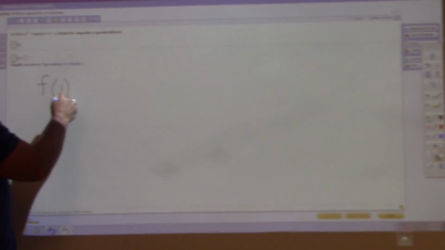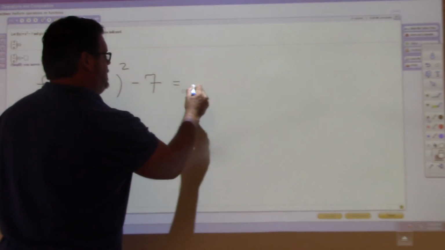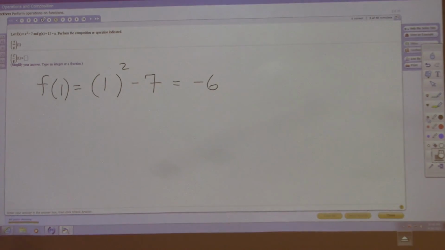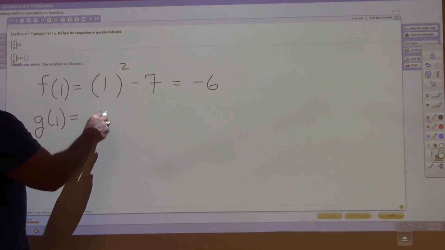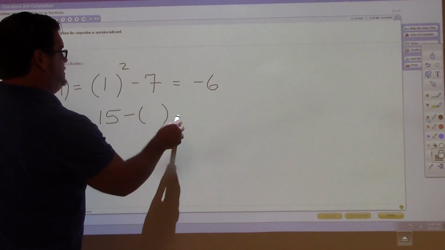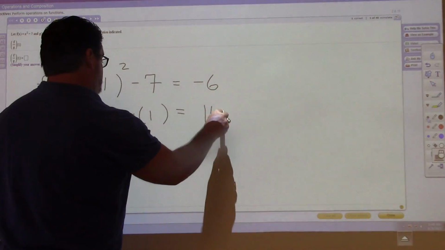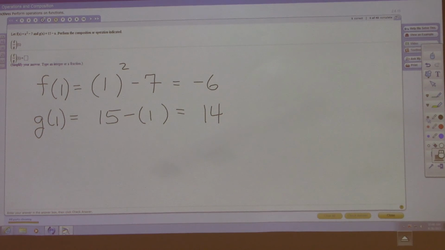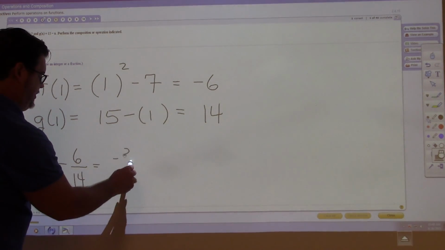F of 1 is equal to 1 squared minus 7, and we're going to plug in a 1. 1 squared is 1, minus 7 is what? Negative 6. G of 1 is equal to 15 minus 1, and we're going to plug in a 1 there, and that's going to be 14. And we're going to take F and divide it by G, so that's negative 6 over 14, which is equal to negative 3 over 7.